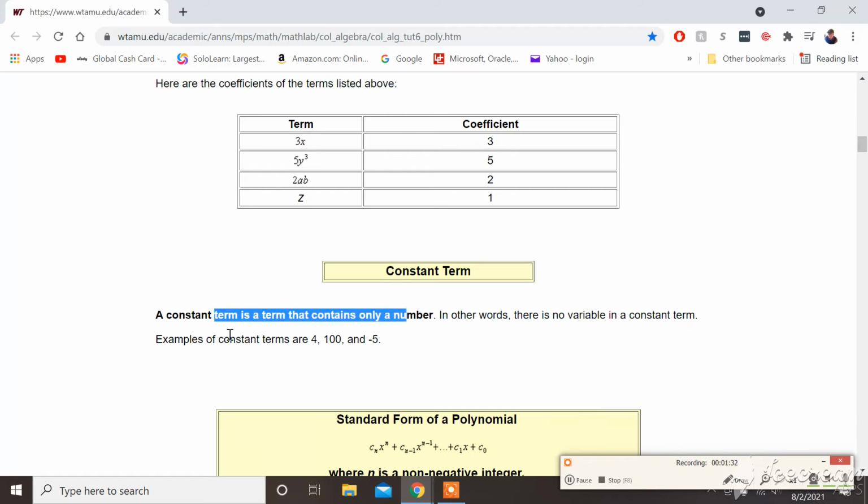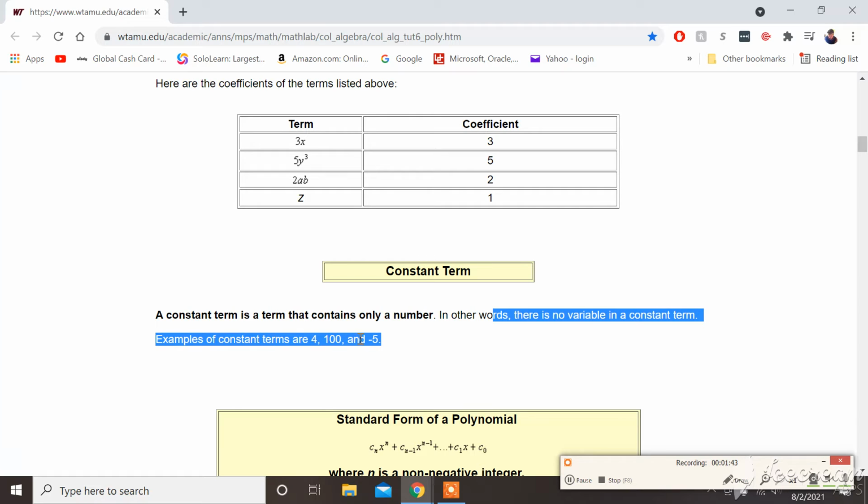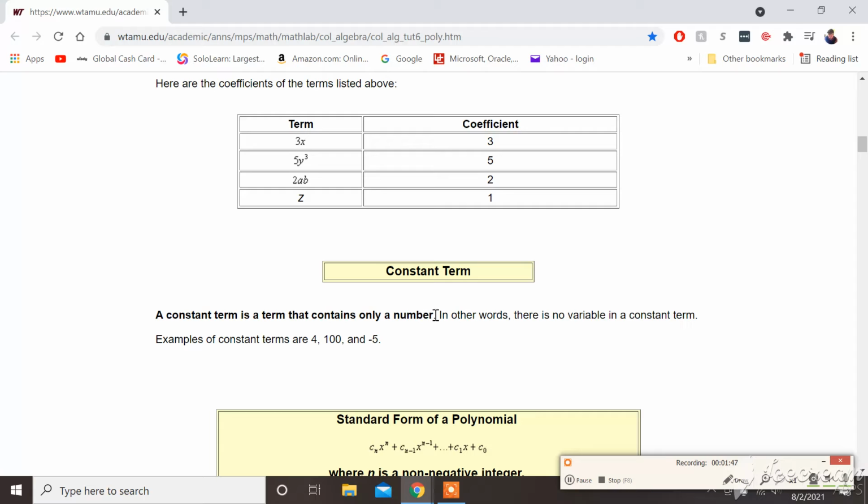Constant term. A constant term is a term that contains only a number. In other words, there is no variable in a constant term. Examples of constant terms are 4, 100, and -5.